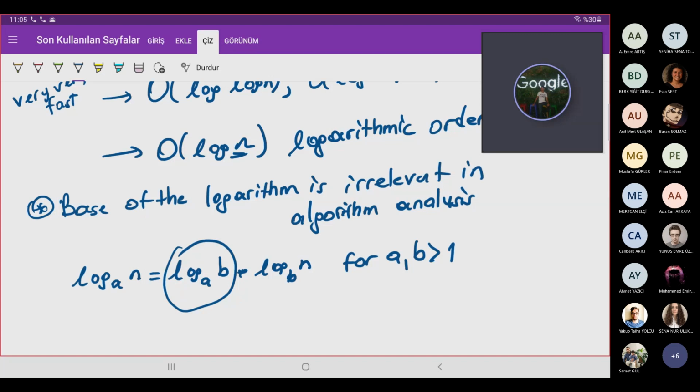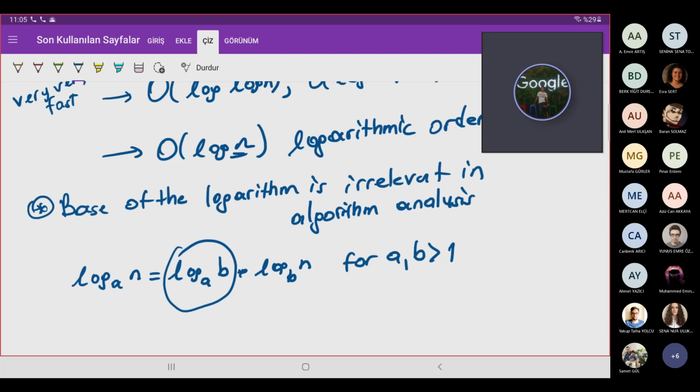So if it's not explicitly mentioned, it means base 2 in computer science, which is not the case in general mathematics. But as far as algorithm analysis is concerned, there is no difference between the two, so we don't care. If we ask for an explicit and precise analysis, or if there is a difference between base 2 and 10, then you need to mention it. But in general, for algorithm analysis, that is not important.